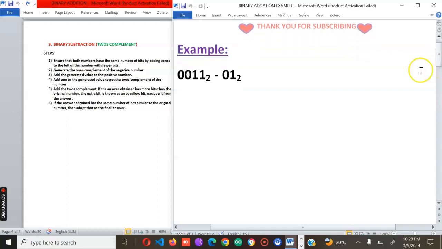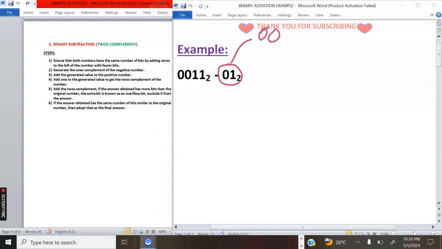So step number 1, you need to add the extra zeros for this one. I will highlight this one. I will add more zeros, therefore we'll have 0, 0, 0, 1. Now we have the same number of bits, 4 and 4. This is 4, while the other one is 4.